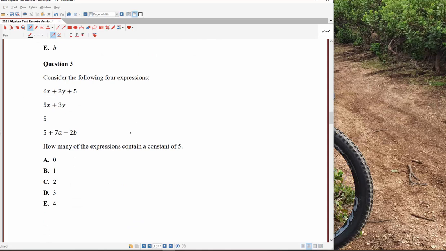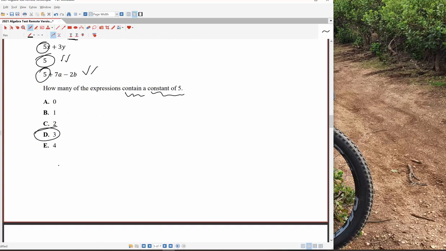Consider the following 4 expressions. How many of the expressions contain a constant of 5? So this one does. There it is there. This one has a coefficient of 5 but no constant of 5. This is 5 itself, so this is always 5, so it has a constant of 5, so this is included. So we've got 2 so far, and this 5 is first. The constant is last there, it can also be first, so this is also a constant, so that's 3.